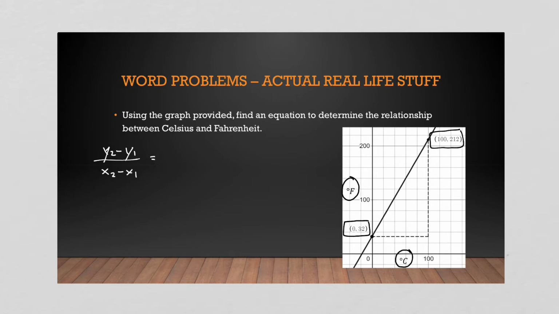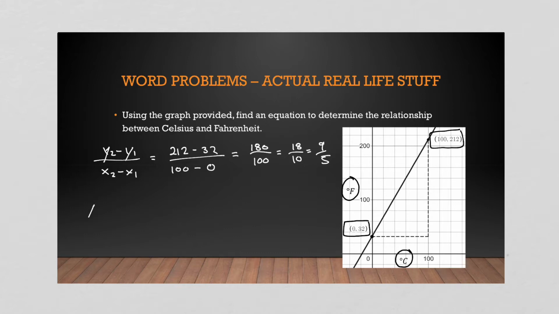So, y2, let's say 212 minus y1, which is 32, over 100 minus 0. Metric system is so much better. We end up with 180 over 100, which simplifies to 18 over 10, which simplifies to 9 over 5. So the slope of the line is 9 over 5.